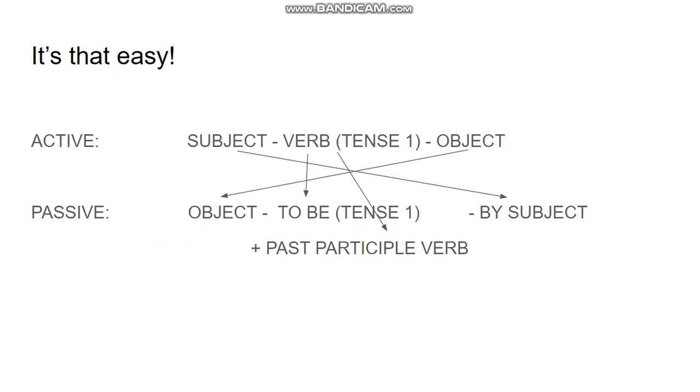It's the same principle once again. It's that easy. You've got your subject, your verb in a tense, and your object. You need to put your object first then. You need to take to be in the same tense as your verb. Then you add a past participle of your main verb, and then you add the by subject. That's the basic formula to make a passive voice. So with this, you can try to do the first exercise and see how well that goes.